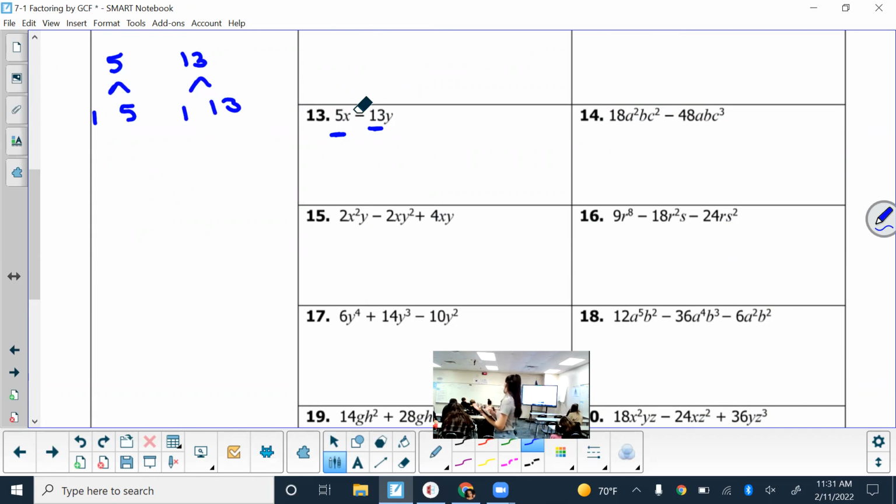Can I take out an X from both? Can I take out a Y from both? So what would I write as my answer? That is correct. When you can't factor it, you put prime. Questions on 13?